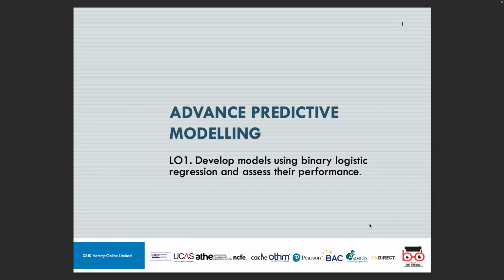Today, we'll be looking at learning outcome 1. Tomorrow, we'll be looking at learning outcome 2. And then the next week, we'll be looking at learning outcome 3. And then lastly, assignment discussion. So what is learning outcome 1? Learning outcome 1 is develop models using binary logistic regression and assess their performance.